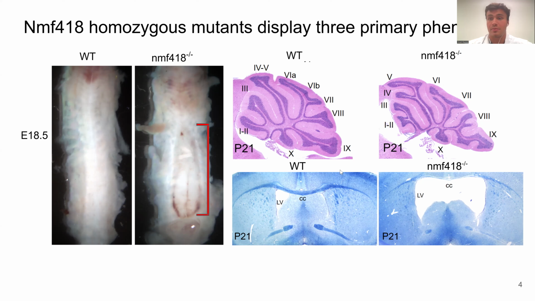So these three phenotypes in my mice mirror spina bifida with the failure of the vertebral column to close, Chiari malformation with the elongation of the cerebellum, and hydrocephalus with the expansion of the lateral ventricles.